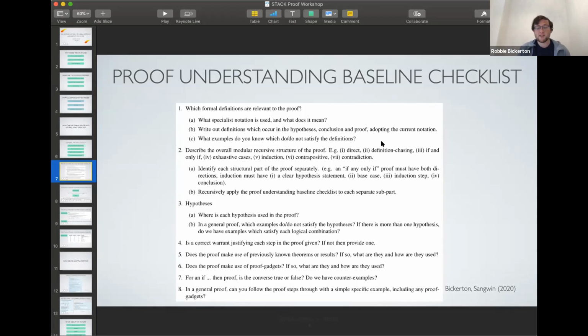This checklist isn't designed to be used in order, and it's not the case that every item is going to apply to every type of proof. So not everything is going to be suitable. And again, it comes down to a teaching decision about what you want to assess within the checklist. So for example, if we have for an if-then proof in step 7, is the converse true or false? We may not be in the situation to ask this question. So we don't have to use all of these items.